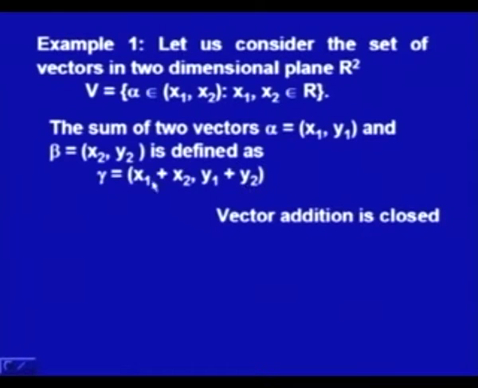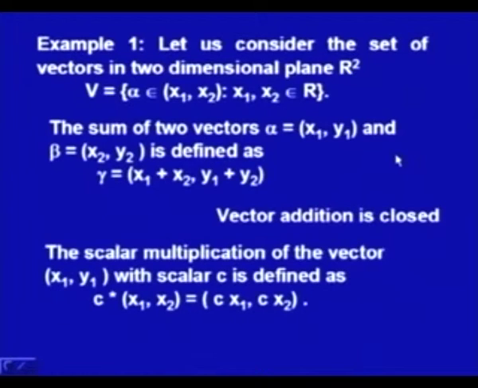So, if we define it this way, then vector addition is closed, and we also define the scalar multiplication of the vector (x1, y1) with scalar c as c star (x1, y1) equals (cx1, cy1). Both the components of the vector are multiplied by c. Now, this is a real number, this is a real number, it is again a pair. So, this also belongs to V, and that means scalar multiplication, if we define it in this particular way, is also closed, or the closure property is satisfied by scalar multiplication.